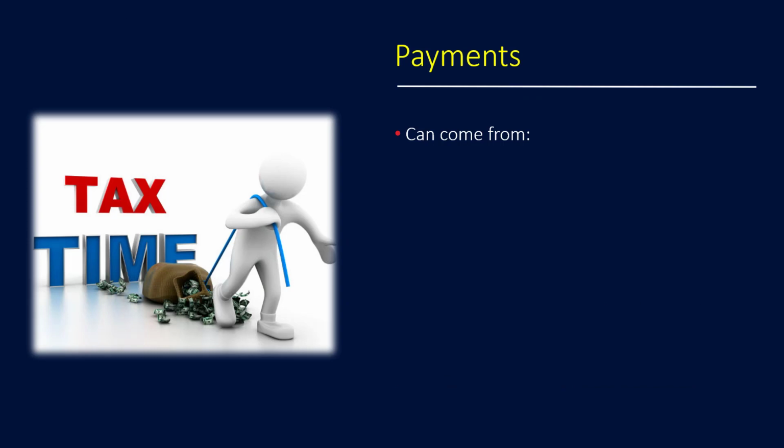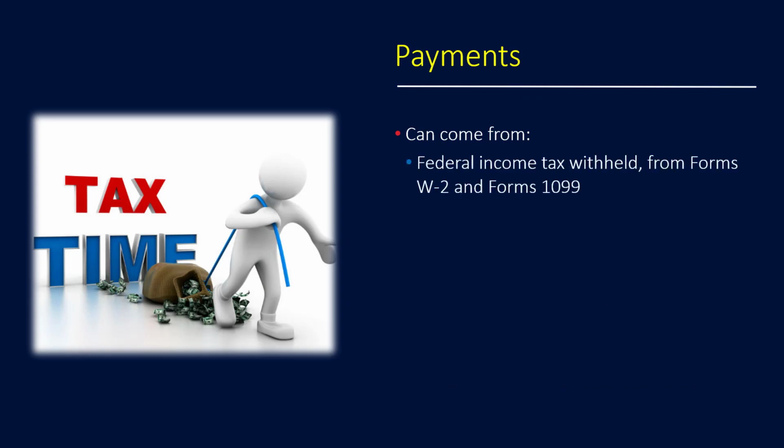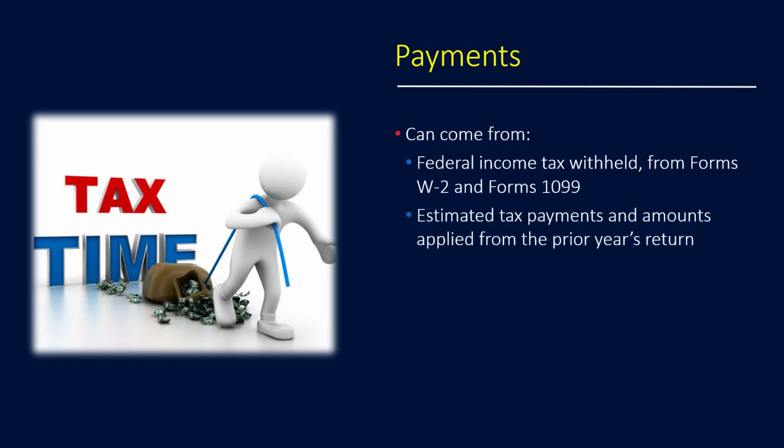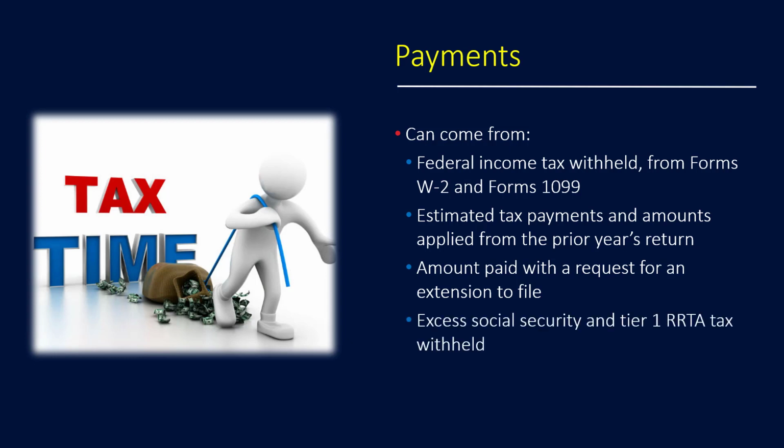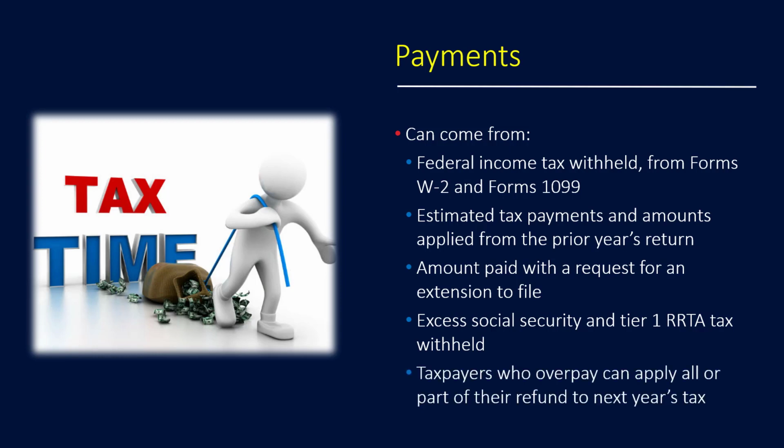Payments on your tax return can come from federal income tax withheld from Forms W-2 and 1099s, estimated tax payments and amounts applied from a prior year's return, an amount paid with a request for an extension to file, excess Social Security and Tier 1 RRTA tax withheld. And taxpayers who overpay can apply all or part of their refund to meet next year's tax burden.